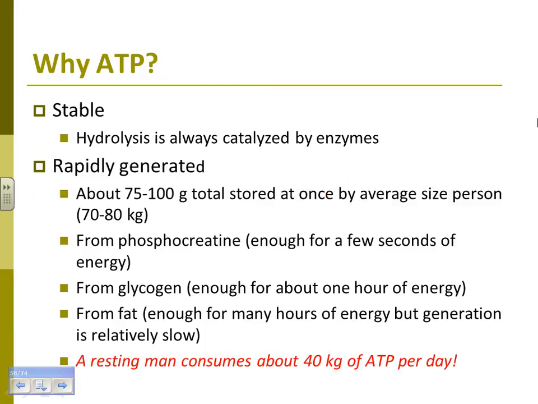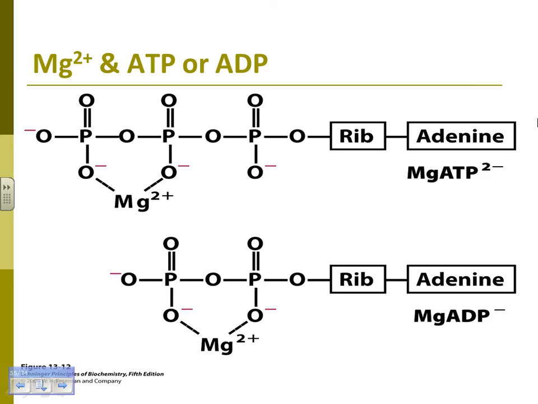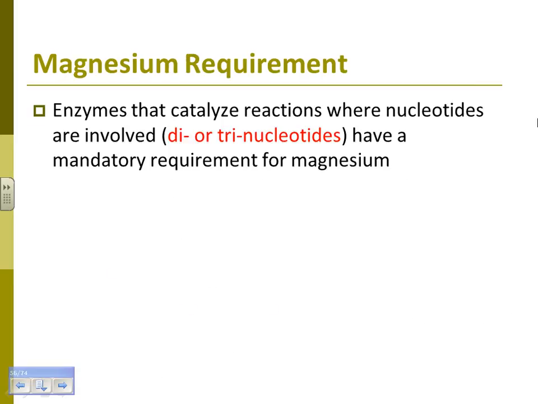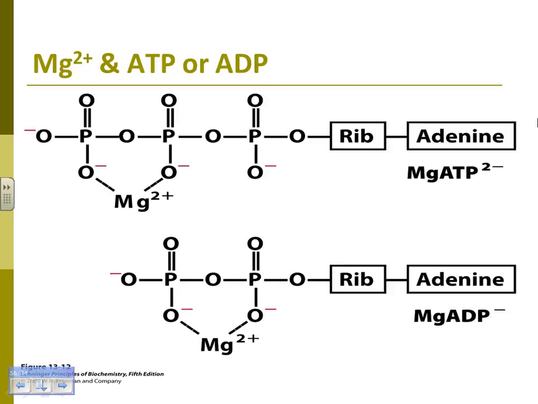And the next slide, it's stable and it can be rapidly generated. You have a little bit of storage, but phosphocreatine, glycogen, and fat are all sources of ATP. So I skipped one slide here, this magnesium slide. Just know that magnesium is required for these energy reactions. It helps stabilize the ATP or ADP.